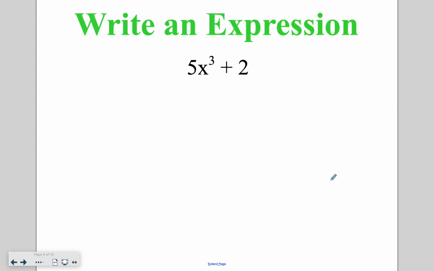We're going to start by writing the verbal expressions for algebraic expressions. So we have our expression here, and I want to translate this into words. There are many different ways you could do this. I'm just going to give you a couple examples. So the first one that you could use is to say 5 multiplied, because our first term is being multiplied, by x cubed. Remember that cubed is another word for to the 3rd power, plus 2.